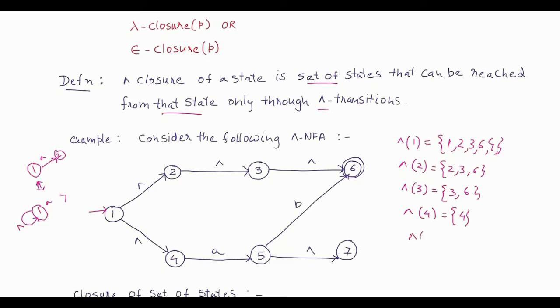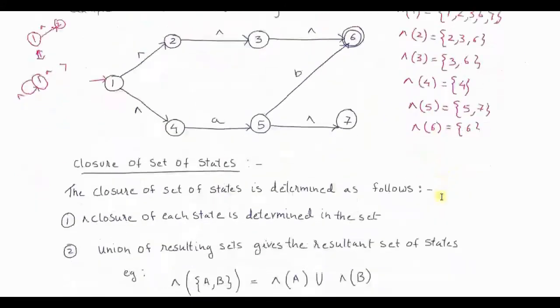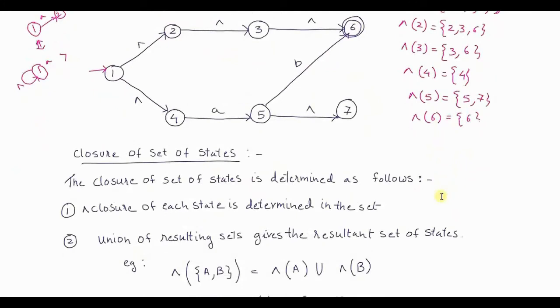Then null closure of 5 we have to calculate. First of all, 5 itself should be added to the list, and see, from 5 on reading null you can go to 7 also. So 7 should be also added. Okay. Then null closure of 6 should be calculated. First, you have to add 6 to the list. Are there any more states? From state 6 on reading null you don't go to any other state apart from itself. So that's why only 6 will be the element of null closure. Agree? So this is how null closure of 6 is calculated.